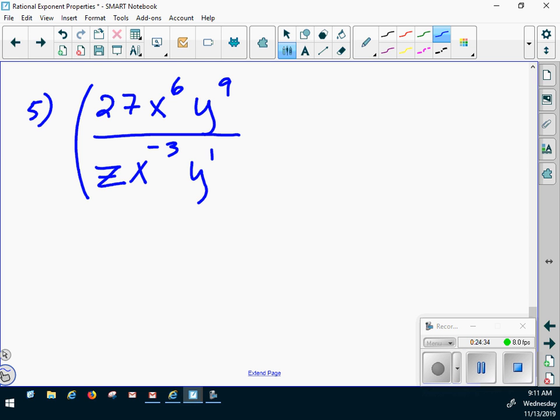Boy, there's a lot of stuff here. 27x to the 6th, y to the 9th over z, x to the -3, y to the 12th, all raised to the 1/3. Have mercy. Now, Trent already figured out why I picked this one. It's because I got that 27 in there. What do I do with that 27? Not going to make it 9. I'm going to take the cube root. Oh, 3. So what's the cube root of 27? 3.